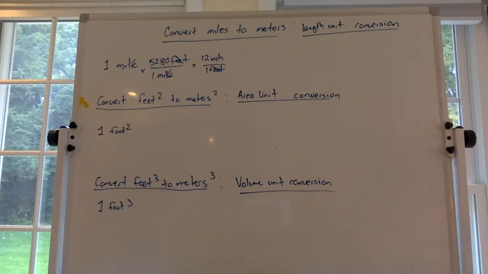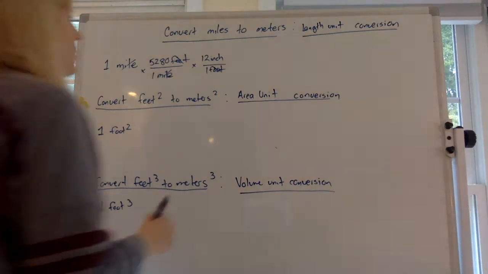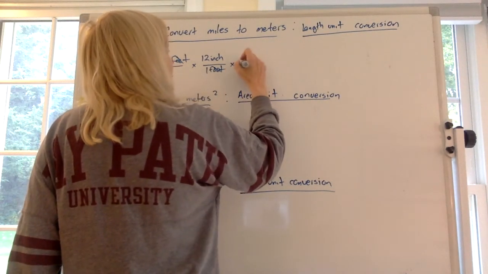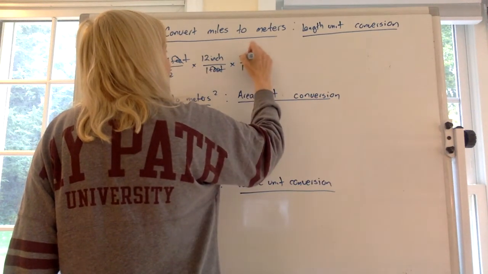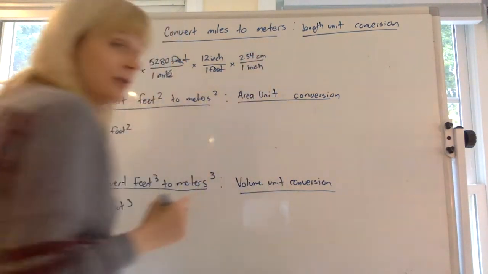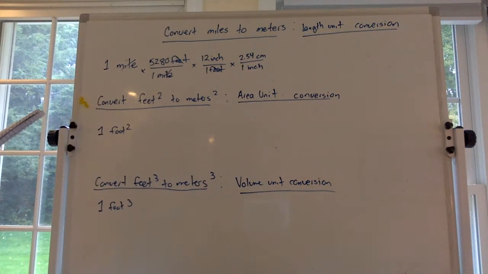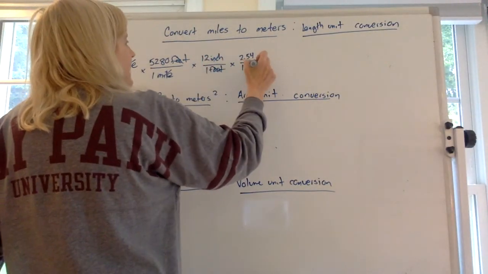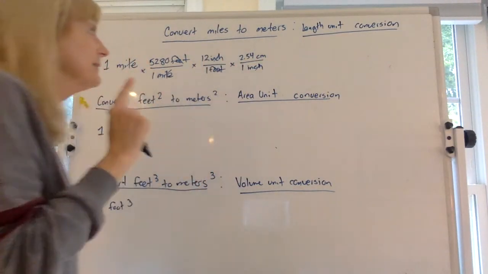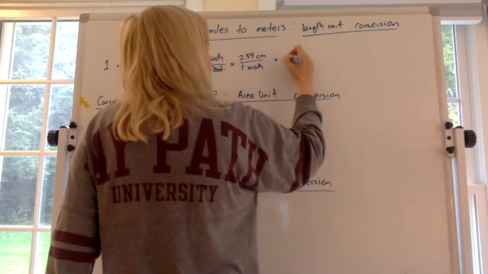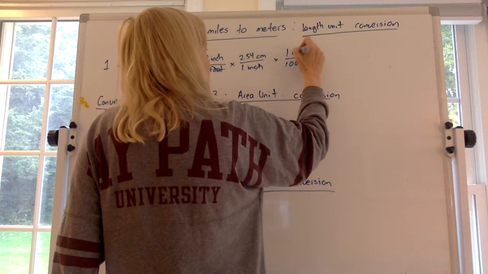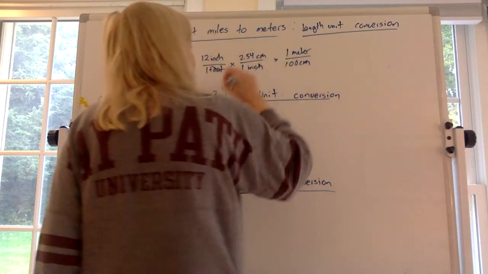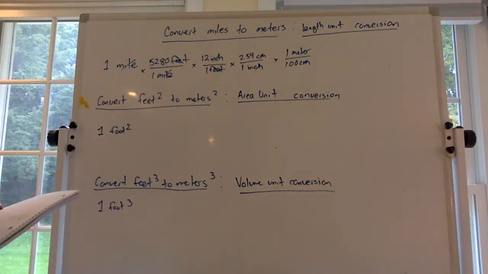Now I have to make the crossover into the metric world. What is the unit in metric? I think 1 inch, I'm going to put 1 inch on the bottom, is 2.54 centimeters. Maybe you might remember that from way back. Now my inches cancel out. So I got miles to centimeters, but I don't want centimeters, I want meters. How do we convert centimeters to meters? There's 100 centimeters in 1 meter. So now the centimeters cancel out, and you're left with just meters on top. And that's basically what you want.